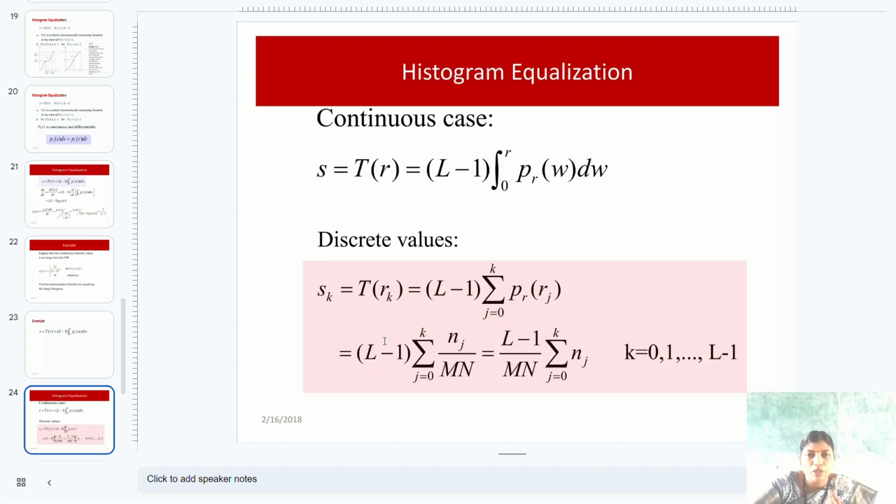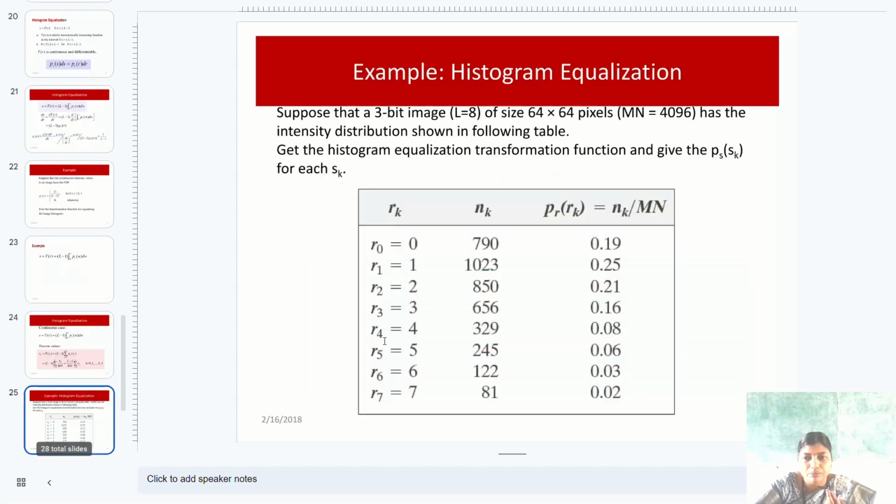So for the continuous case, S is equal to T of R is equal to L minus 1 times the integral from 0 to R of P of R of W dW, which we have found. For the discrete case, it is L minus 1 into the summation from J equal to 0 to K of Nj divided by MN, that is equal to L minus 1 over MN times the summation from J equal to 0 to K of N of J. So these are the examples.